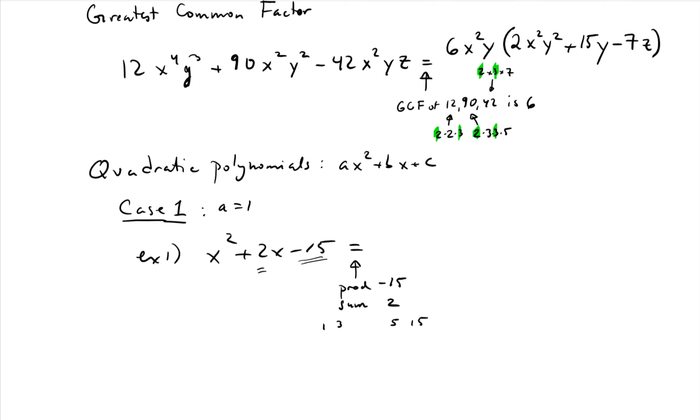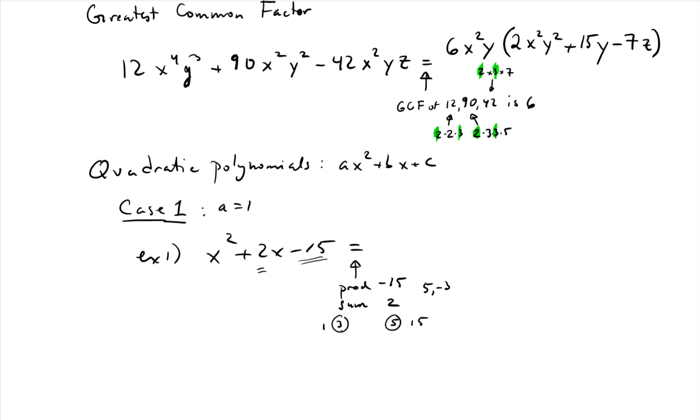Okay, and if the product is minus 15, one of them must be negative. So when we add them, it's essentially doing a subtraction of the factors of 15. So if I do 15 minus 1, I'm not going to get 2. If I do 5 minus 3, oh, that works. I'm going to get 2. So the numbers I'm looking for are, no, actually the other way around, 5 and minus 3.